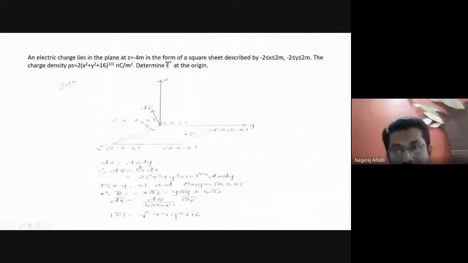Then E bar, if we want, we have to integrate dE with respect to dx and dy. What are the limits of dx and dy? What are the limits of y and x? We are very much clear here. They have already given. The x limit is minus 2 to 2. Y limit is also from minus 2 to 2. X is ranging from minus 2 to plus 2. Y is also ranging from minus 2 to plus 2.